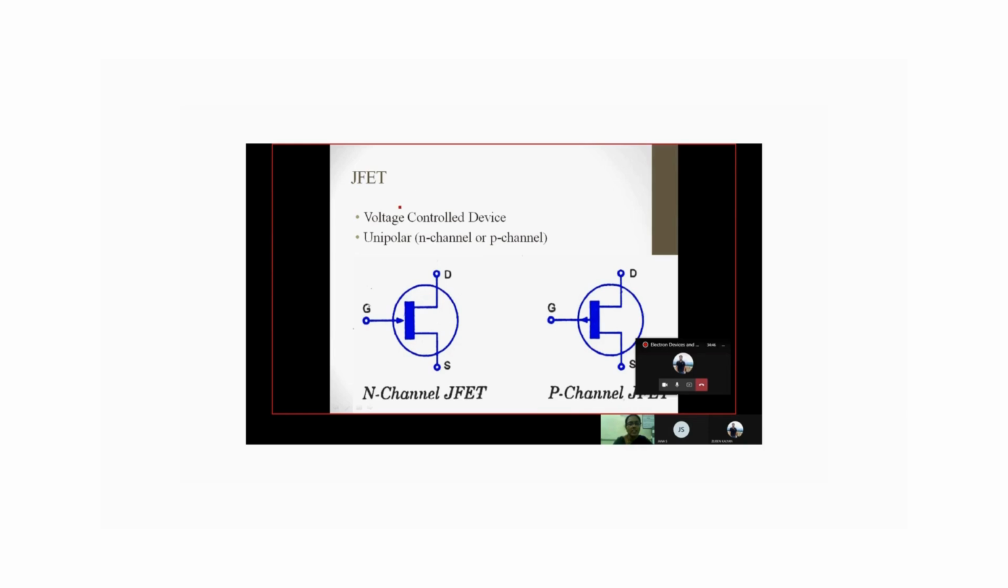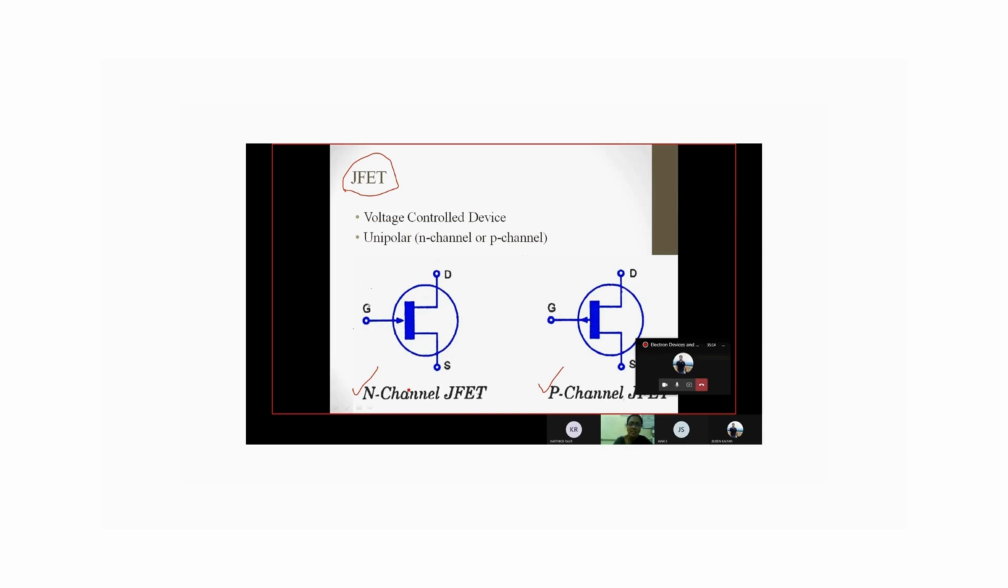But in this case, in JFET, junction field effect transistor, there must be a junction. I will explain the constructional details of JFET after a while. Here also there are two types of transistors: one is the N-channel JFET, another one is the P-channel JFET. Normally BJT is called bipolar junction transistor. What we have studied earlier are simply called transistors.